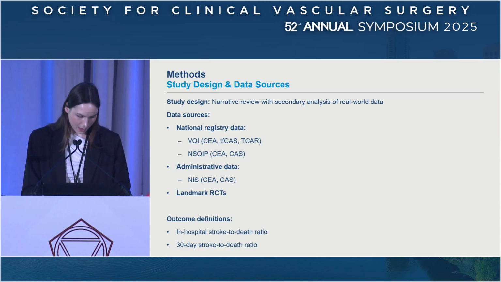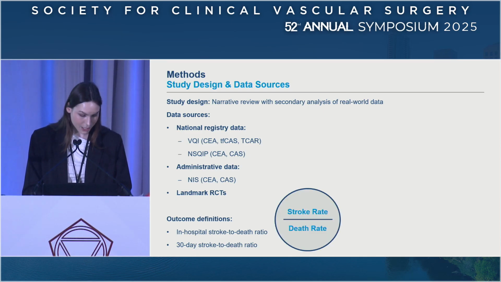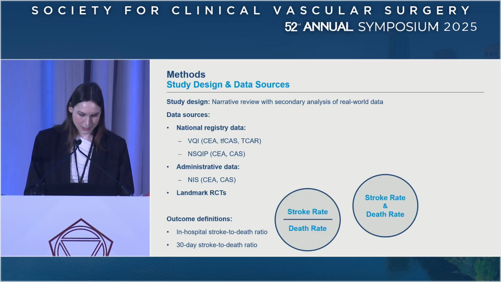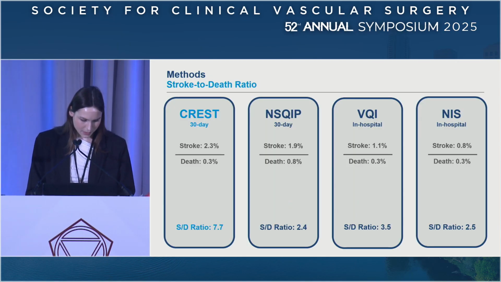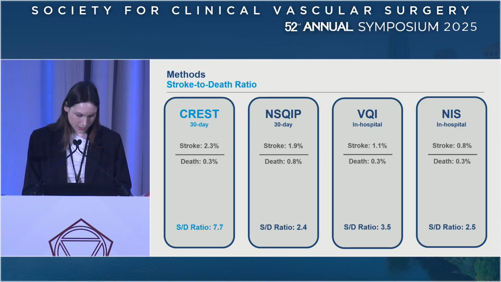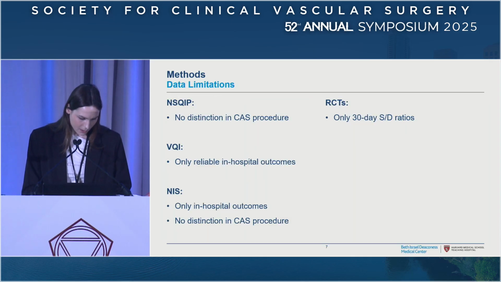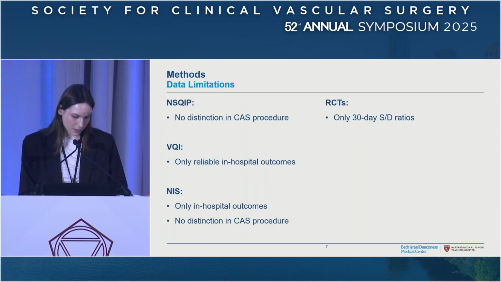It's important to clarify that we are focusing on stroke-to-death ratios, not stroke or death rates. We presented the stroke-to-death ratios descriptively along the weighted ratios of RCTs. So to demonstrate, the stroke-to-death ratio was calculated by dividing the stroke rate by the death rate across different data sources. Before we move into the results, I would like to briefly address some data limitations.